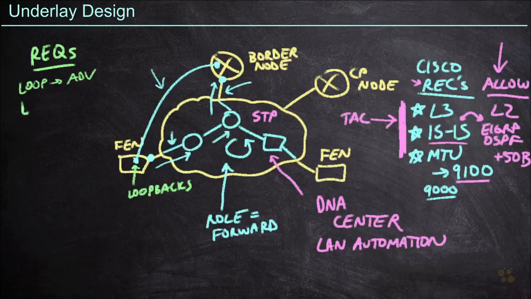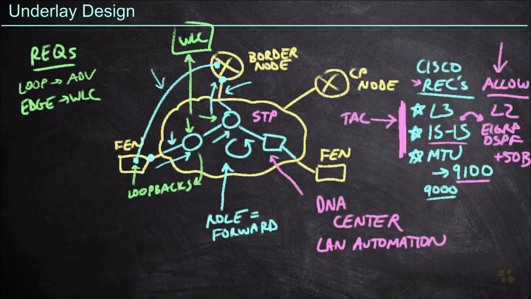Second of all, speaking of those edge devices, the edge devices need to know where the wireless LAN controllers live. We talked about how the wireless LAN controllers are going to live outside of the border node, but the underlay needs to be able to reach the wireless LAN controller. As such, all of these devices in the underlay not only need to know where the loopbacks are on the edge devices, but also where the wireless LAN controller is.